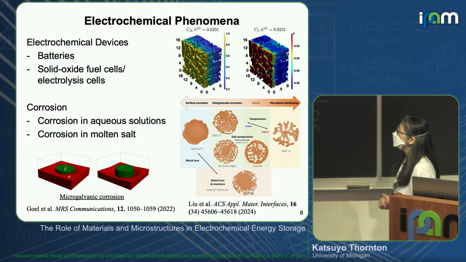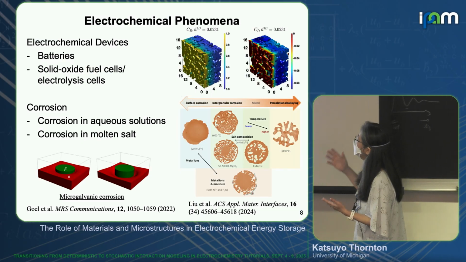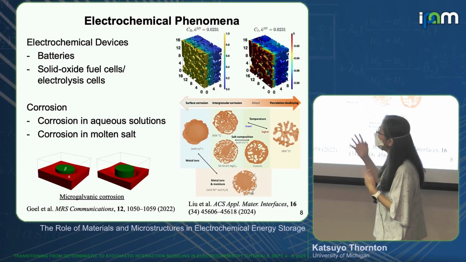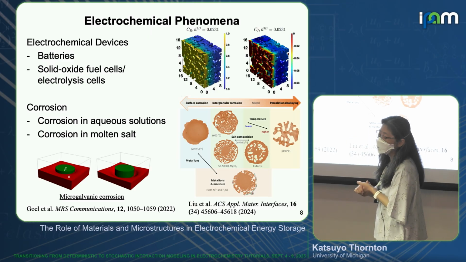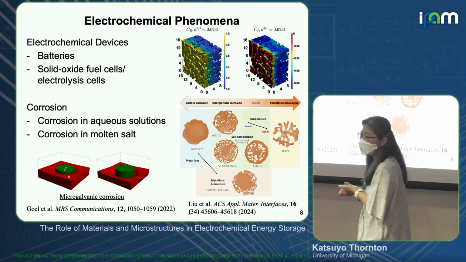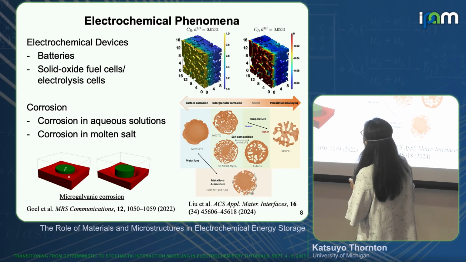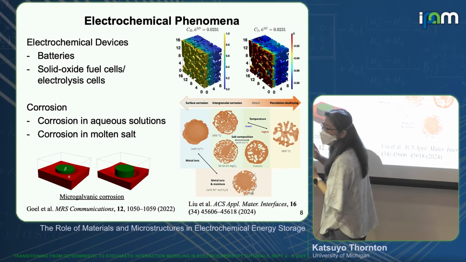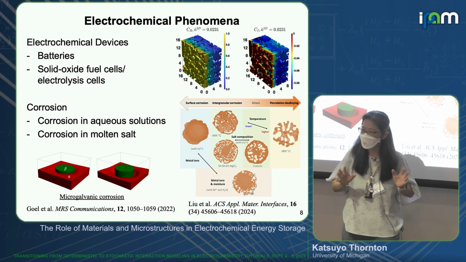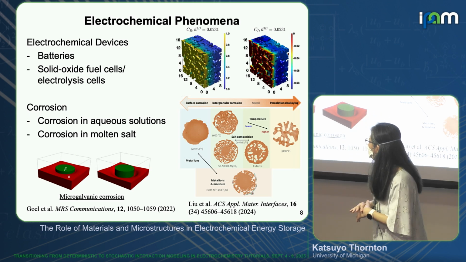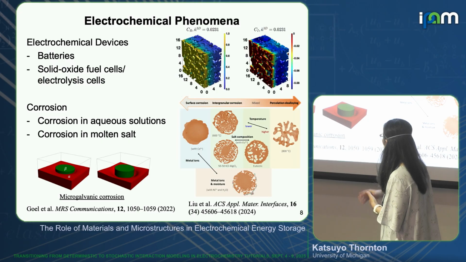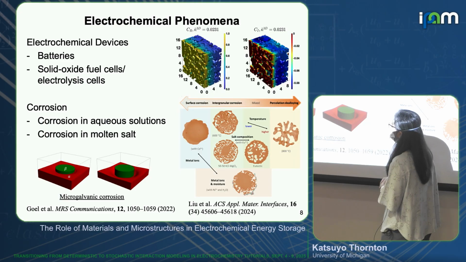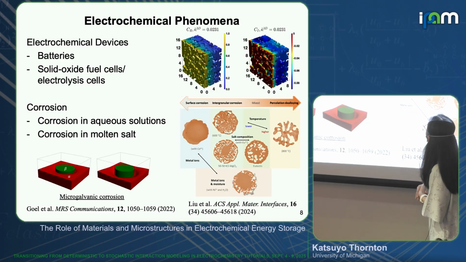So, electrochemical phenomena happen in batteries. They also happen in fuel cells, so we study solid oxide fuel cells and electrolysis cells. And then also corrosion, right? If you look at all these equations, they're actually quite similar. We've studied microgalvanic corrosion, for example, and developed a phase field model for these systems.